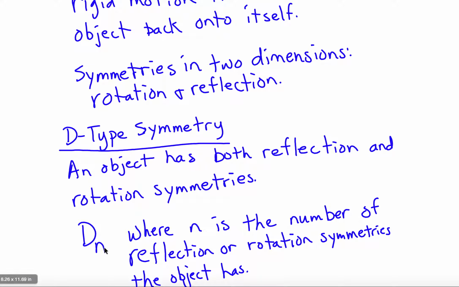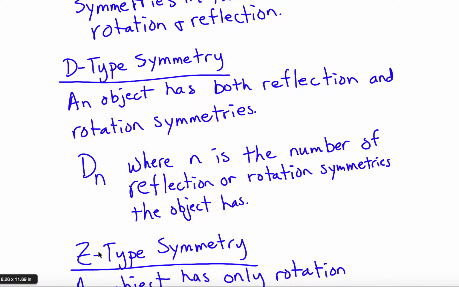And then normally we put a little n down here, and that says how many reflections and rotations it has. It will always have the same number of reflections as rotations. So if something is a D2, that means it has 2 reflections and 2 rotations that will bring it back to itself. So those are types of symmetries.